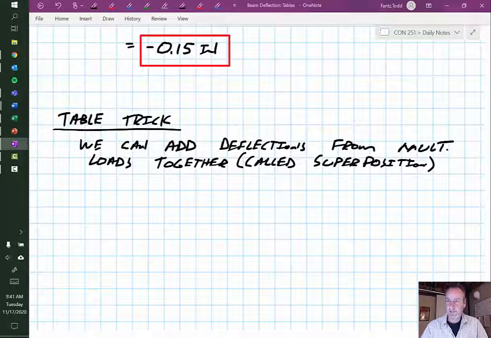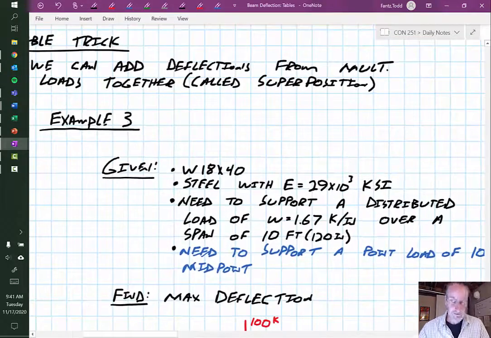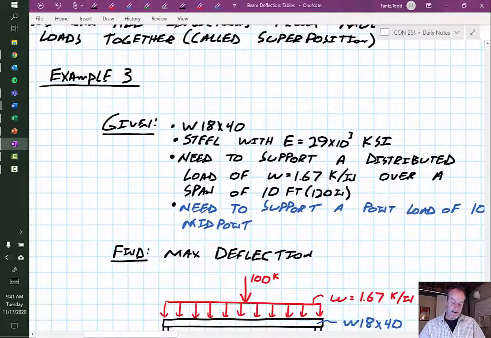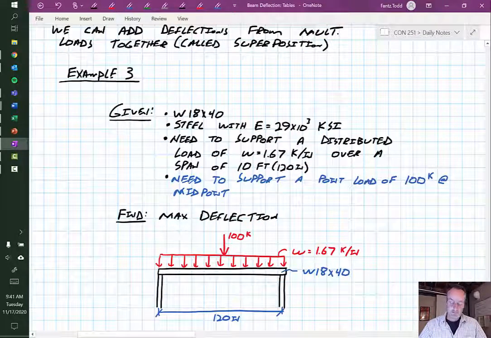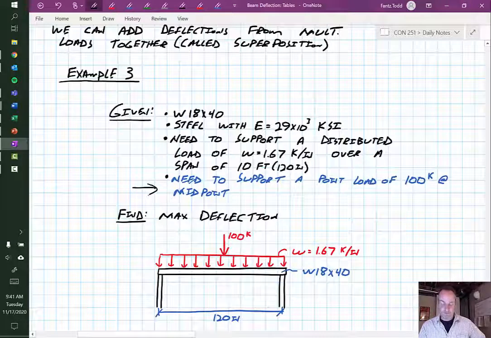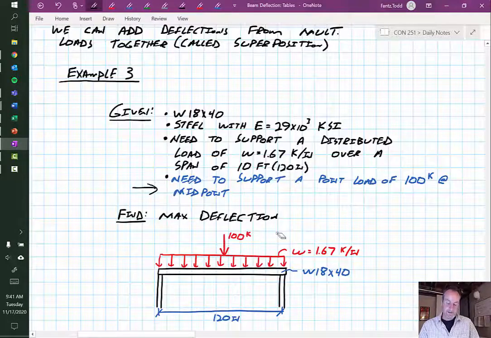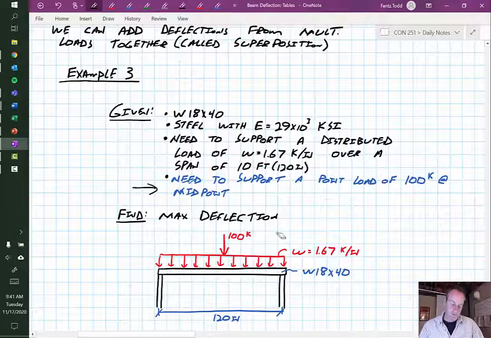So let me draw that out. So we're up to example 3. It's the exact same problem we've been working all along. The only difference, and I wrote it in blue, is we are going to add another load into it, right? So we still have that 1.67 kips per inch distributed load, but now I have an additional load of 100 kips at the midpoint of this beam, right? At that 60 inches away from the support.